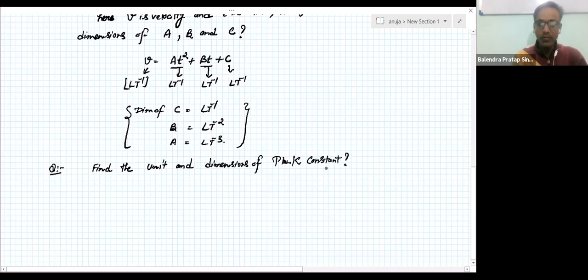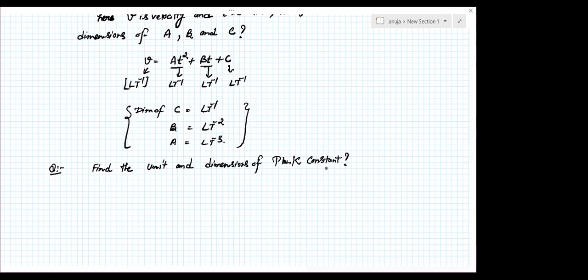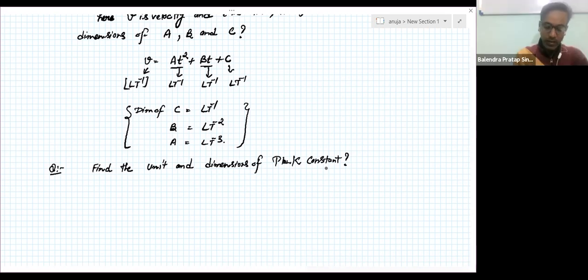You have to find the unit and dimensions of Planck constant. Do you have any idea about what is a Planck constant? No, sir. Okay, I'm telling you. The value of Planck constant comes from the equation E is equal to hν, the energy of photon.